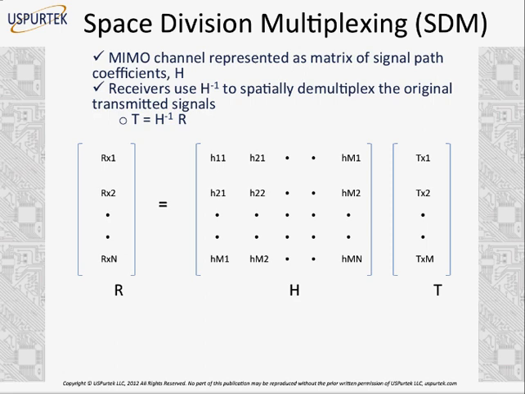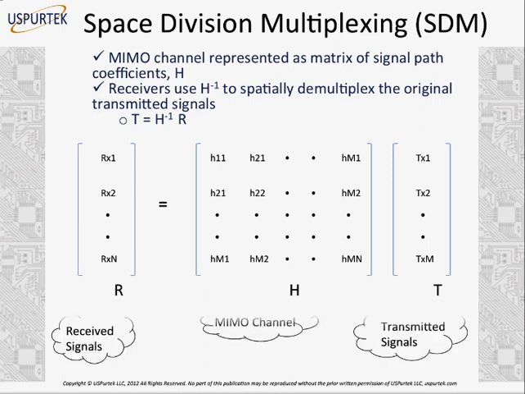Like this is a MIMO channel represented as a matrix of signal path coefficients. It's represented by H, and the equation is R equals H multiplied by T. T is the transmitted signals and R is the received signals. And if you want to derive the signals that were transmitted, the receiver will use this equation, take an inverse of H, multiply with the received signal, what it receives on the receiver side, and then you deduce the transmitted signal from that.